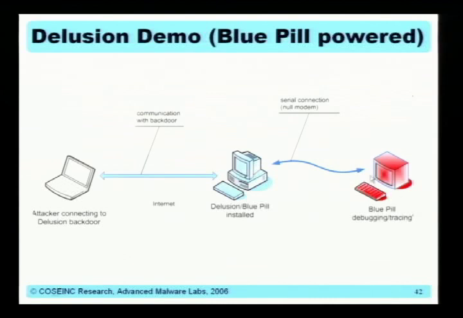And also another computer should be used for debugging BluePill over serial connection. In this demo, this computer and this computer will be one computer. So you will see a serial console for debugging, and command prompt and netcat for sending those packets to the Delusion backdoor. Okay, demo.